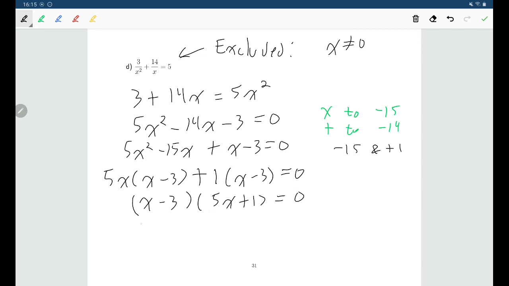And so now I've come up with my solutions, 3 and negative a fifth. Now, neither of those are excluded, so there's no reason to believe that they're extraneous. We didn't square both sides of the equation at any point, so there's no reason to doubt either of those two solutions. So both of them, 3 and negative a fifth, should be the solutions to the original equation.